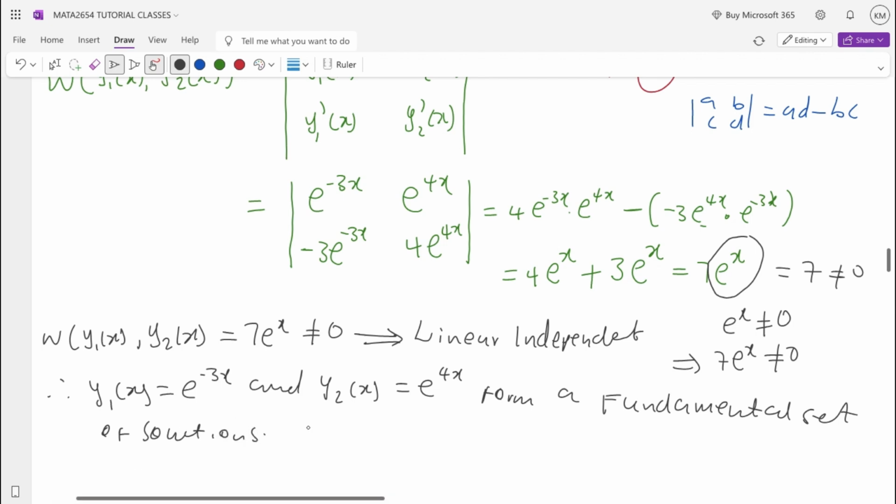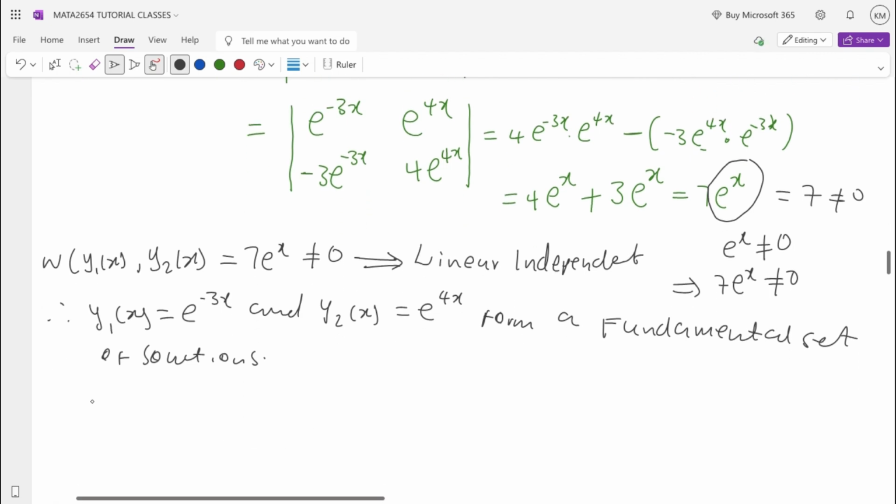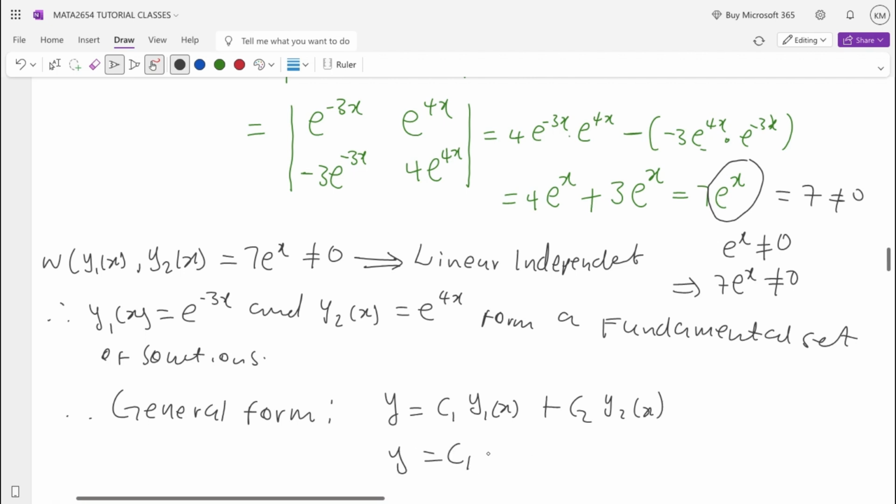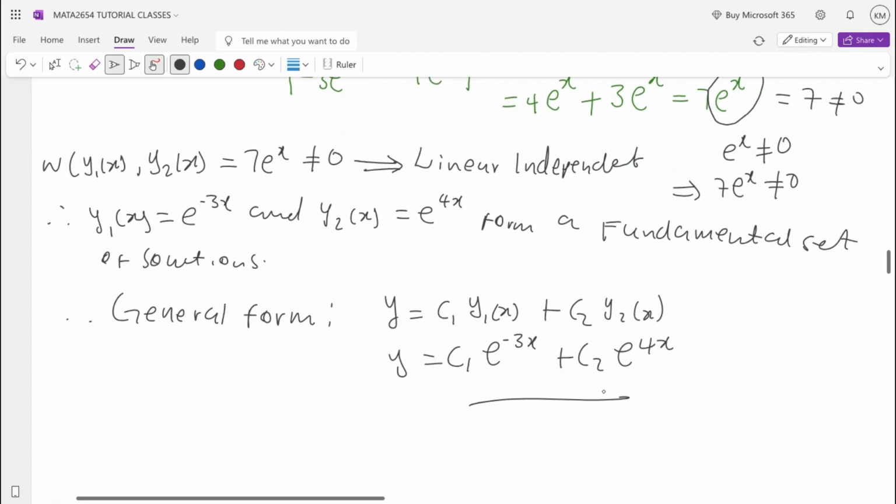So we know that if they form a fundamental set of solution, then therefore it implies we can find the general form, or rather the general solution. So we know that the general solution is given by y equals c1 y1 of x plus c2 y2 of x. So it implies we have y equals c1 e to the minus 3x, then plus c2 e to the 4x. We are done. That is the answer to that question.